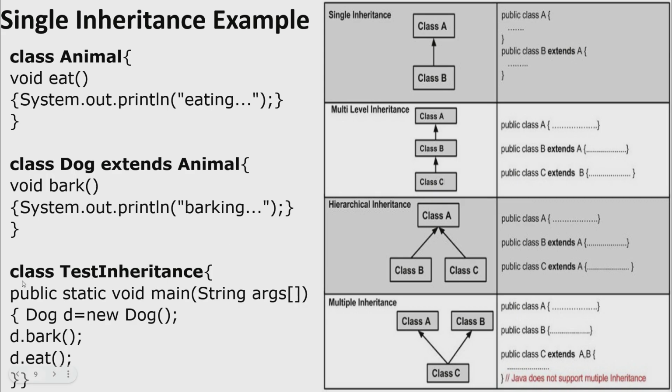So I have created another class which contains the main method. Here I am going to create an object for the child class. Through the child class we can access the base class also. Hence the object will be created only for the child class. Through this child class, d.bark will call the method defined inside the child class, whereas d.eat will call the method which is declared inside the base class.